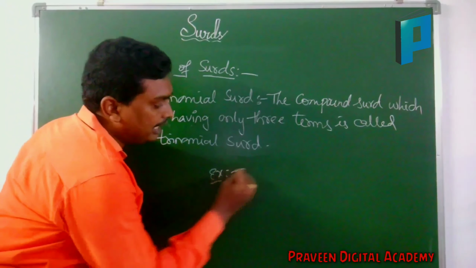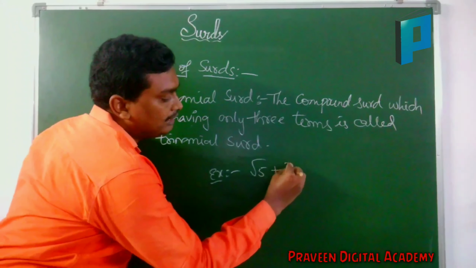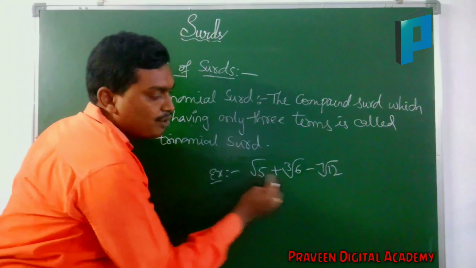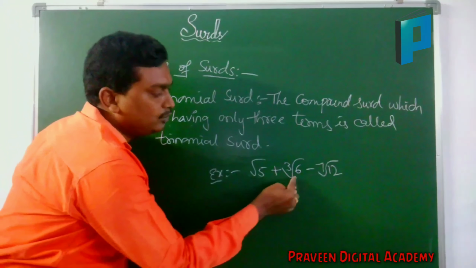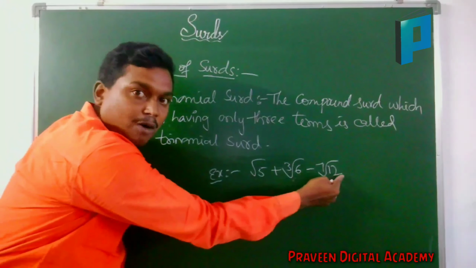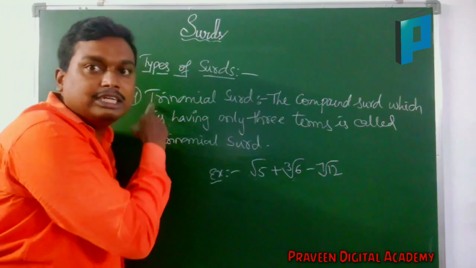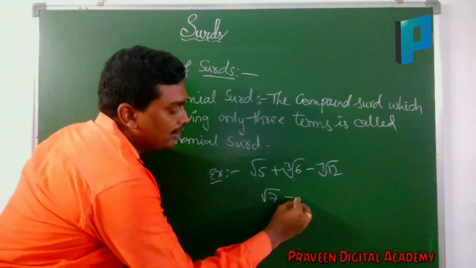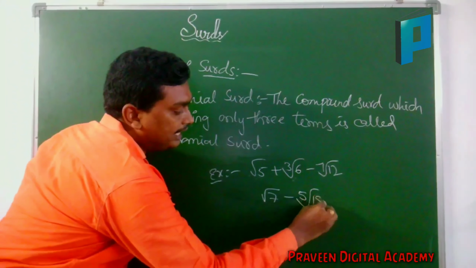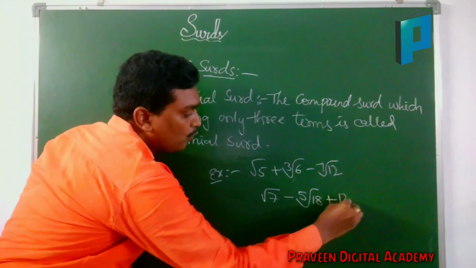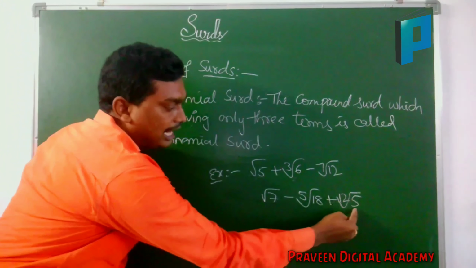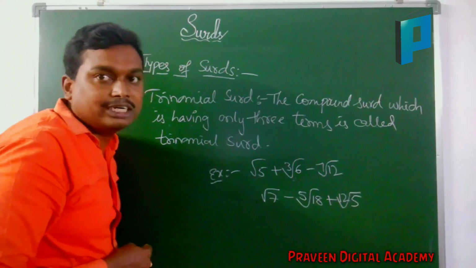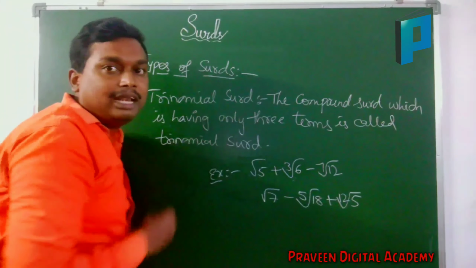Example, if we are taking root 5 plus 3 root 6 minus 7 root 12, here one term, two terms, three terms. If the compound surd is having three terms, it is called trinomial surd. If you are having root 7 minus 5 root 18 plus 12 root 5, like these three terms, then such kind of compound surd is called a trinomial surd.